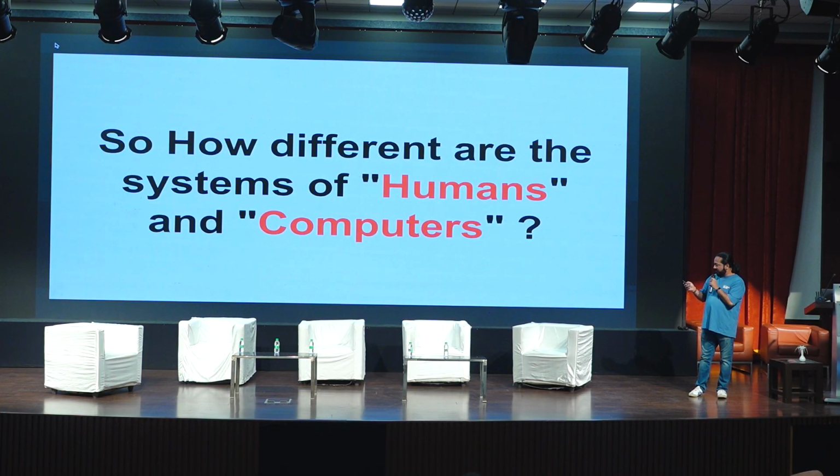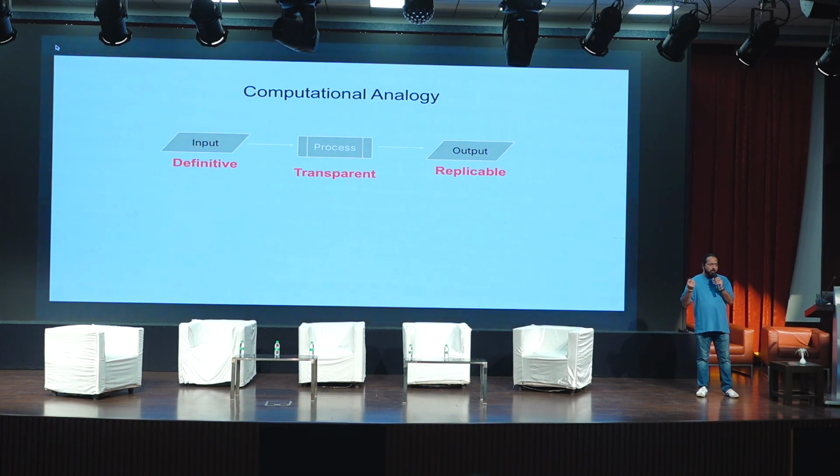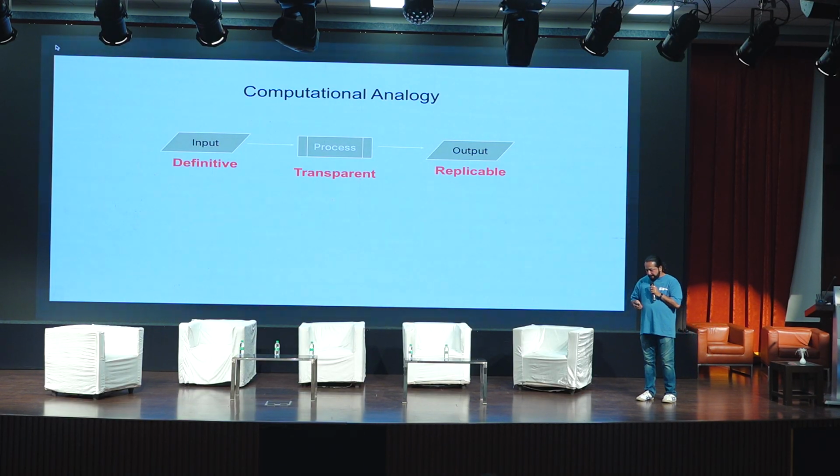So how do we do this? We basically know that humans and computers are very different systems. In the case of a computer, we have an input. An input triggers a process, and the process produces an output. And for the most part, these are very definitive, predictable things. You have a very definitive input which fires a transparent process. Essentially, you can open the hood and look at the machine instruction, CPU instruction level, how the sausage is made, how it is being processed. And the output is also very replicable. Now that means you can reliably reproduce everything.